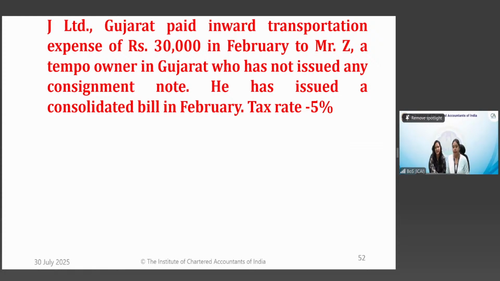J Limited, Gujarat, paid inward transportation expense of rupees 30,000 in Feb to Mr. Jet, a tempo owner in Gujarat who has not issued any consignment note. He has issued a consolidated bill in Feb. Tax rate is 5%. So what would be the correct treatment? We are waiting for your answers, then we will show you the correct answer.